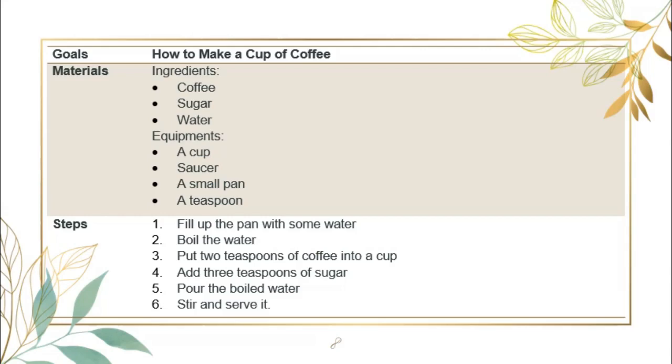Okay, so that is the example of procedure text, how to make something. Contoh dari text procedure, cara membuat sesuatu. Here we learn how to make a cup of coffee. Di sini kita belajar cara membuat kopi.